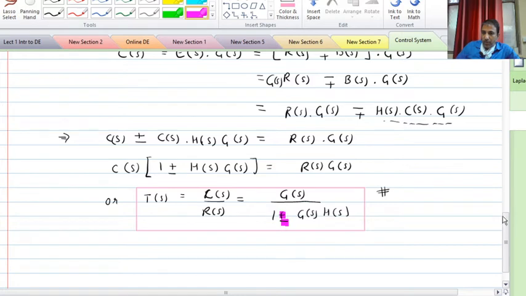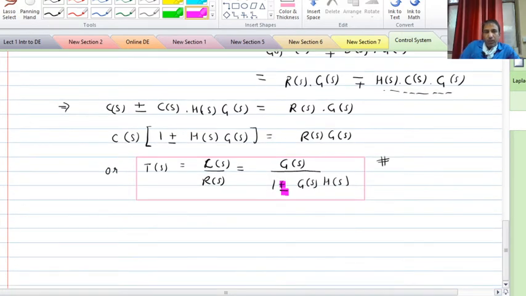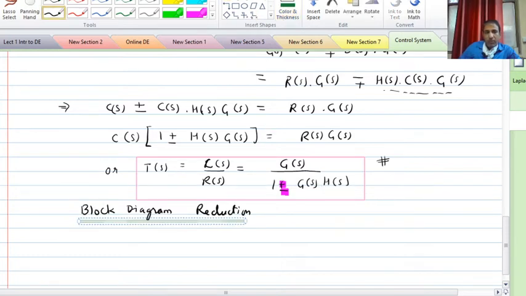Now we have to do some minimization techniques here, that is block diagram reduction, starting from the basic connections of blocks. The very first is the series connection of series-connected blocks.